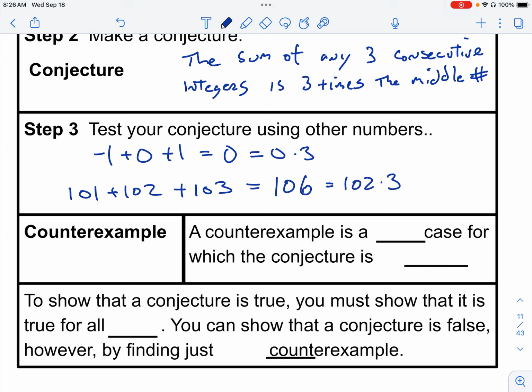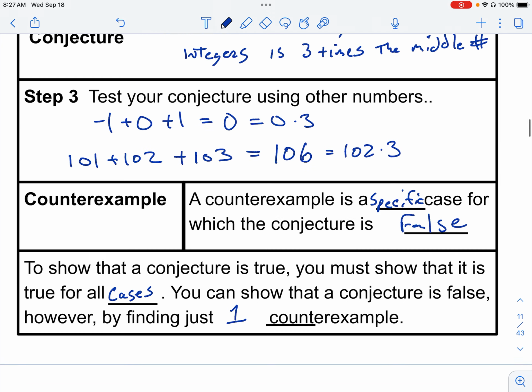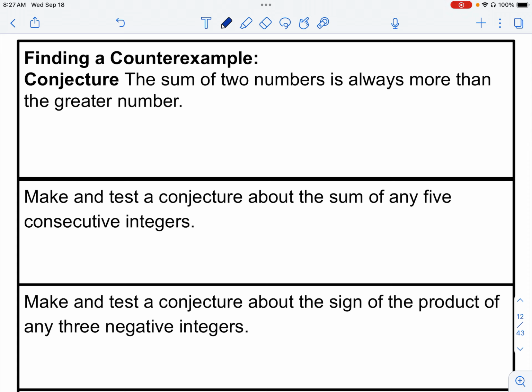And when we create a conjecture, what we want to look for is a counterexample. A counterexample is a specific case where the conjecture is false. And the reason we look for a counterexample, a conjecture has to be true for all cases. And if we find just one counterexample, that conjecture is false. So let's try to find some counterexamples.